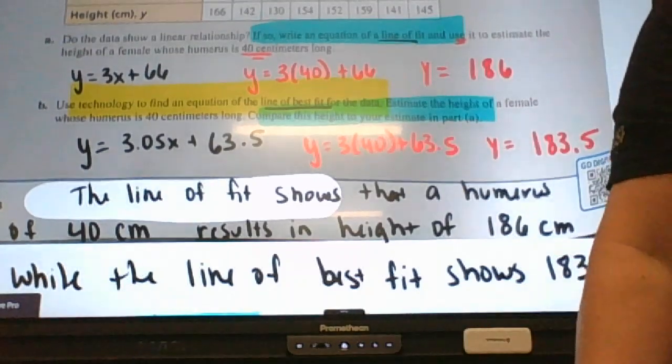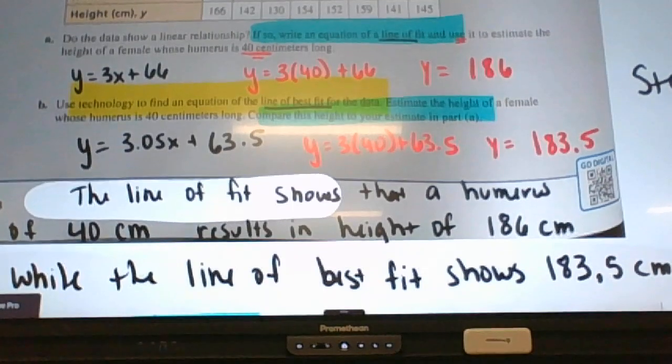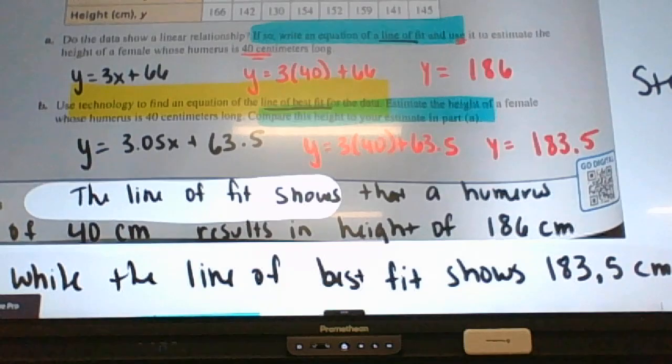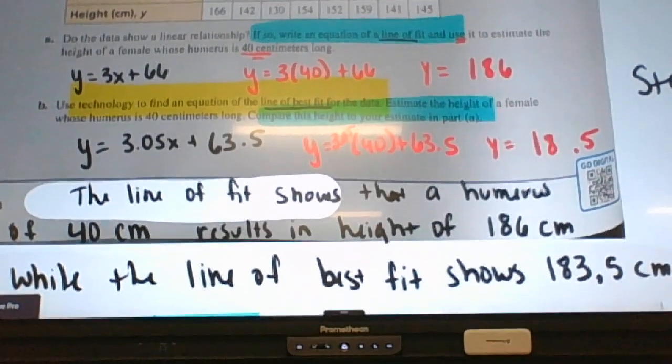How much does it change the number? Oh, yeah, because I was trying to do it in my head. This was off a little bit. This is 3.05, and this final answer is 185.5. It's even closer than I thought. It's only 0.5 centimeters away. That's great. Thank you. All right, I'm coming around.